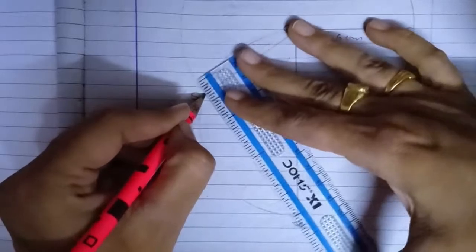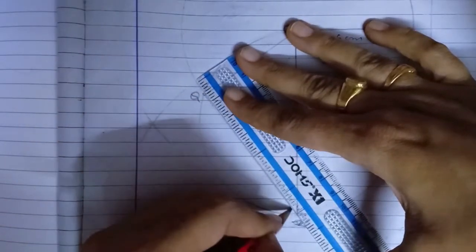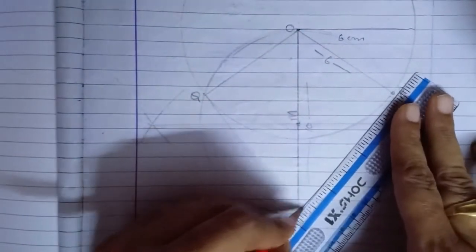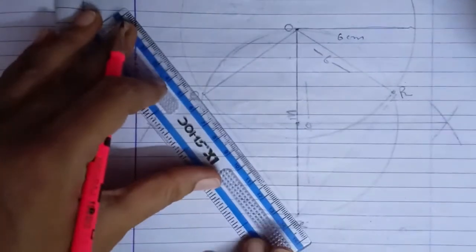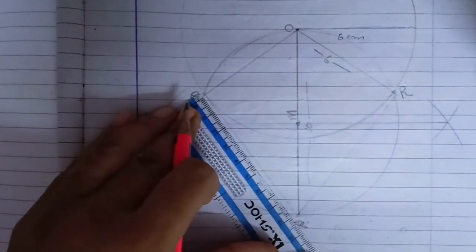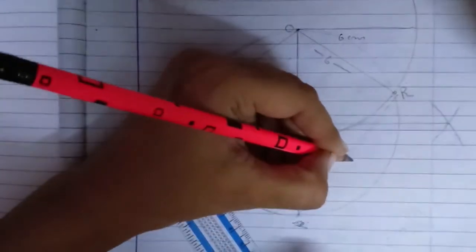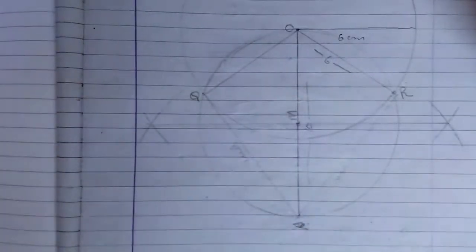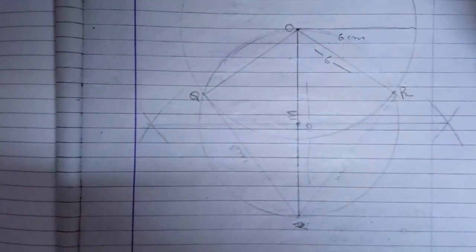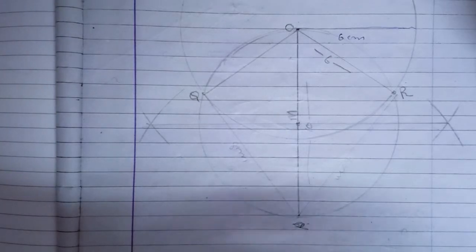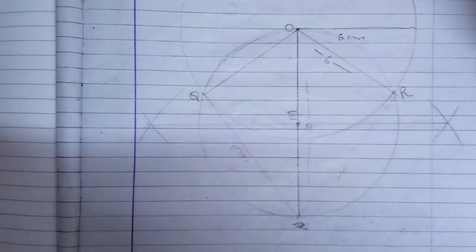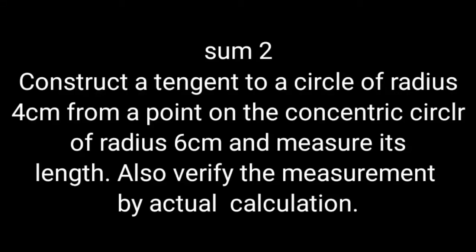Then again draw PQ and then PR and measure them. How many centimeters are there? PQ is equal to 8 cm and PR is also equal to 8 cm. So PQ and PR are the required tangents to a circle with center O from P. The length of each of these tangents is 8 cm. Therefore PQ is equal to PR is equal to 8 cm. Construction number 1 is over.